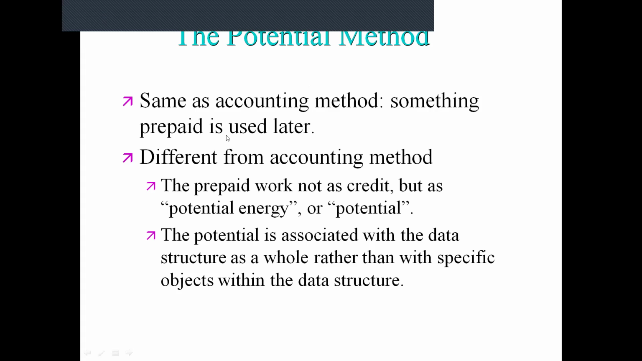But it is different from the accounting method in that the prepaid work is not stored in the form of credit, but in the form of potential energy. We have learned this potential energy when you go up a hill and when you go down a hill, how it is gained and how you can use that energy to move up or down the hill. So the potential is associated with the data structure as a whole rather than specific objects within the data structure. I'll give you an example, you'll understand it better.